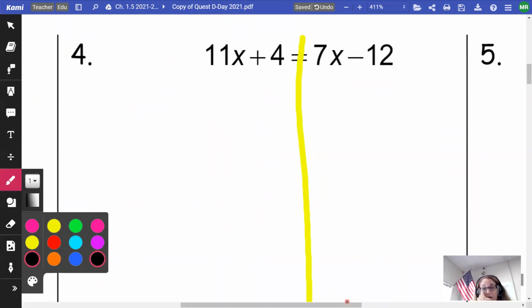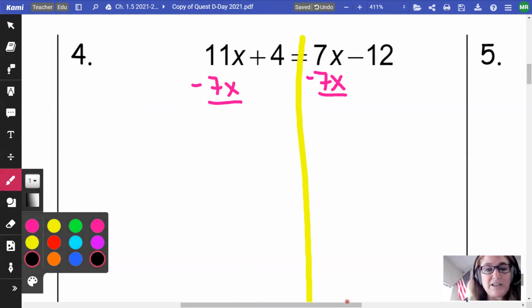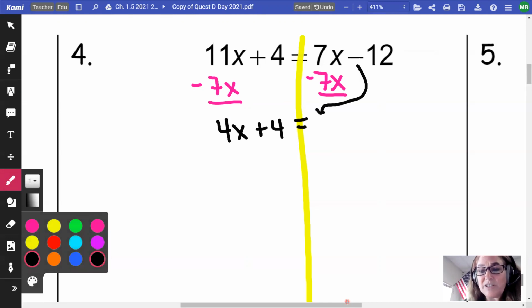Okay, on 4, you have x on both sides. So we want to see if we can get x's on the same side. I would deal with my x's first. So I can either subtract 11x from both sides, but that's going to give me a negative when I do that from the 7x, or I can subtract 7x. That's going to leave with a positive. So I'm going to subtract 7x from here, 7x from here. When I do that, 11x minus 7x is 4x plus 4 equals, and on the other side, be careful, that negative needs to come down with the 12. I get a negative 12.